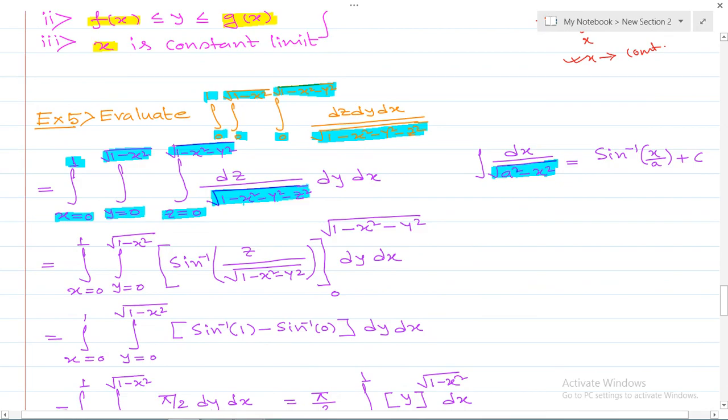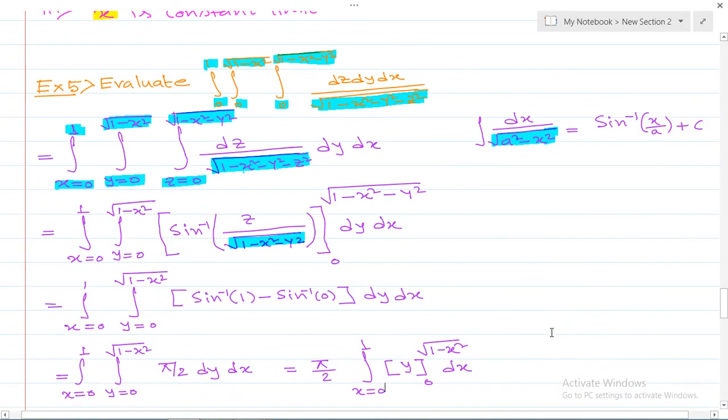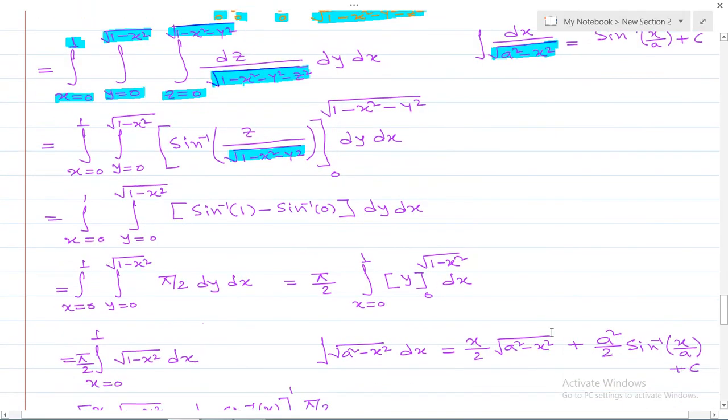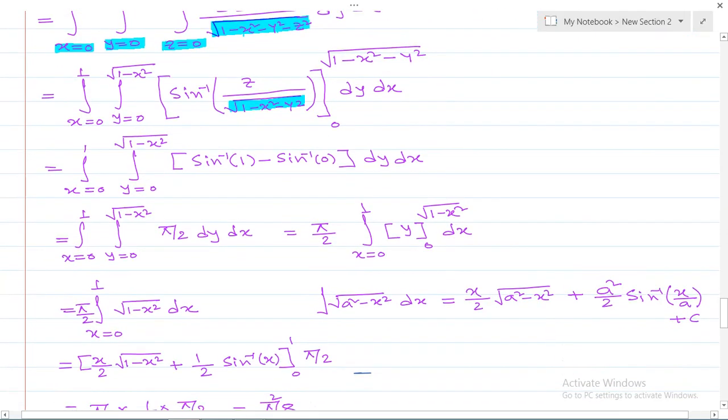So what is your a? Root over of 1 minus x square minus y square. So simply the first integration will give us sine inverse of z upon a, that is z upon root over of 1 minus x square minus y square. Limit of z we have to substitute. So the same thing, if we substitute here the z limit, it is coming sine inverse of 1 minus sine inverse of 0. So this value is going to be sine inverse of 1 is pi by 2 and sine inverse of 0 is 0. So inside the integration you can see the result is coming as pi by 2.